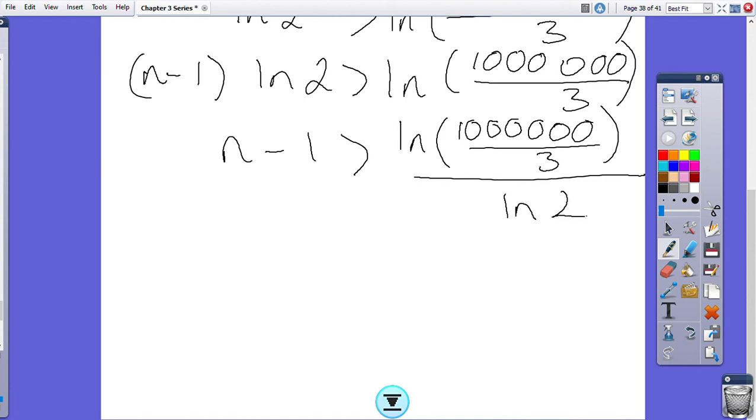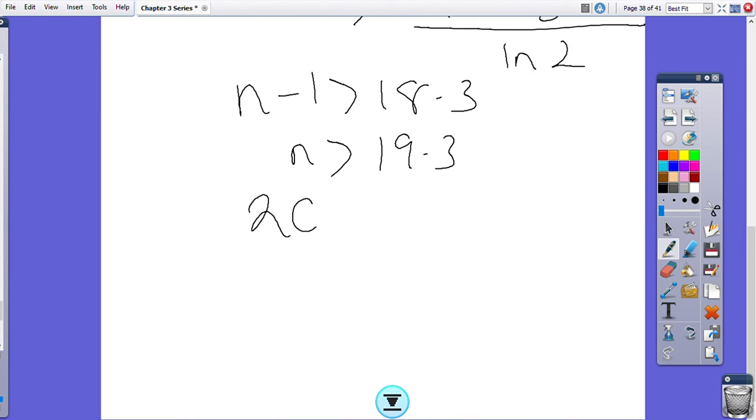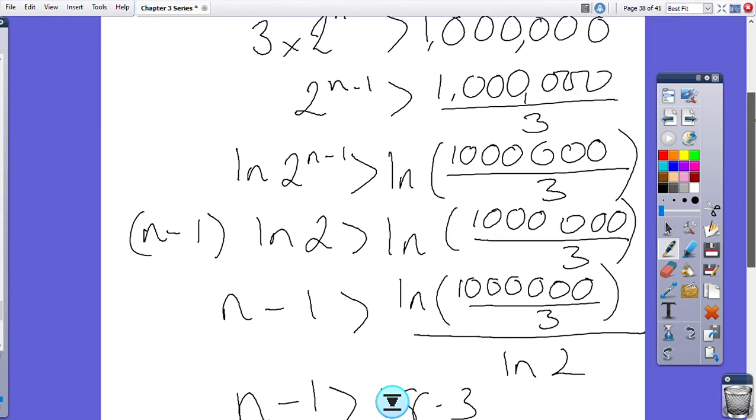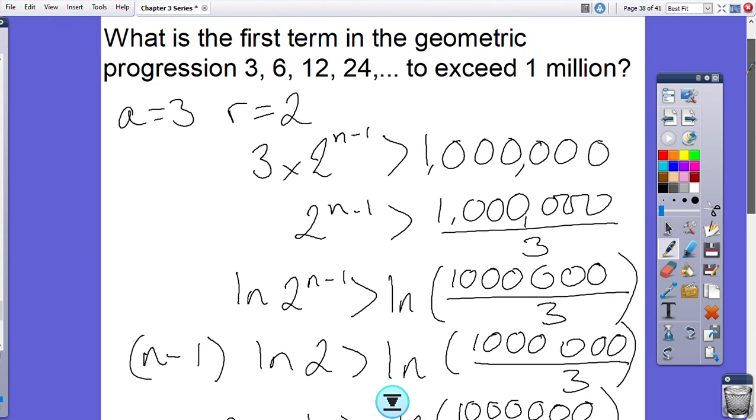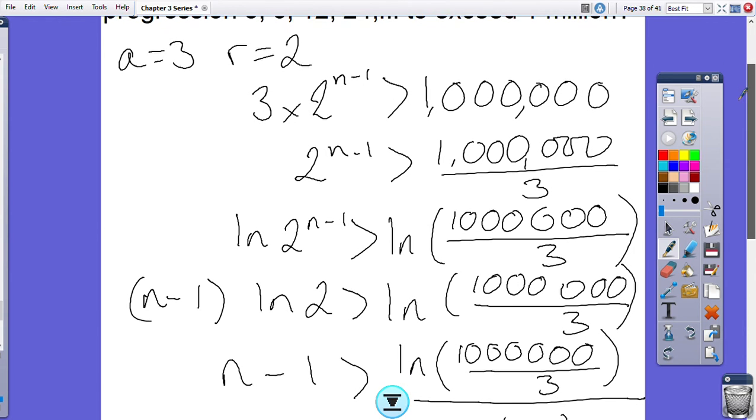Horrible calculation to do, but we have calculators in this modern world. So we have n minus 1 is bigger than 18.3, so n is bigger than 19.3, so we're talking about the 20th term. Bob's your uncle. Okay, can you have a go now? Or copy this down into your notes if you haven't done so already.